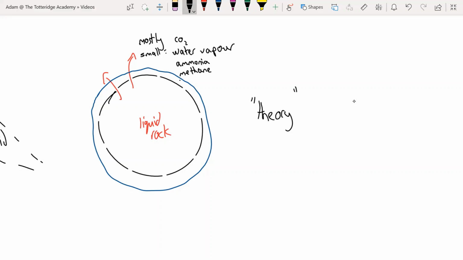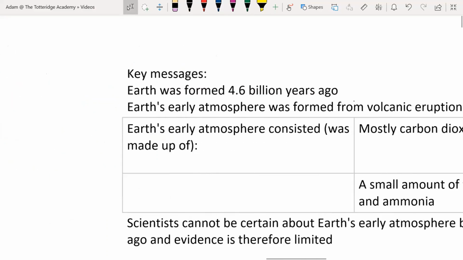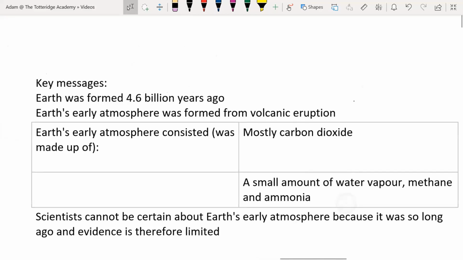We've still got a decent reason for why we think it was like that. We look at other planets, we look at other reactions that could be occurring at the time, and we simulate what the conditions would have been like. So our theories aren't just guessing. We're not making it up. We do have some evidence, but we don't have a lot of evidence, and that's why it's still a theory, and why people aren't 100% certain as to exactly what the atmosphere was made up of.